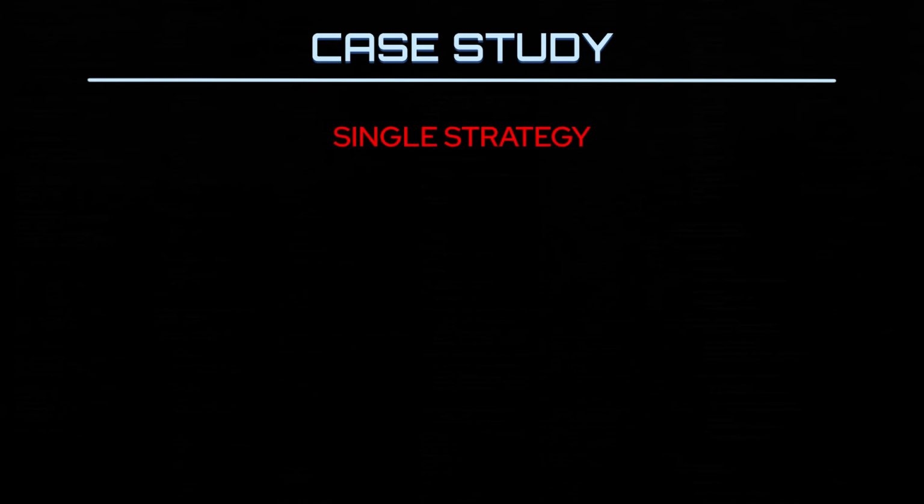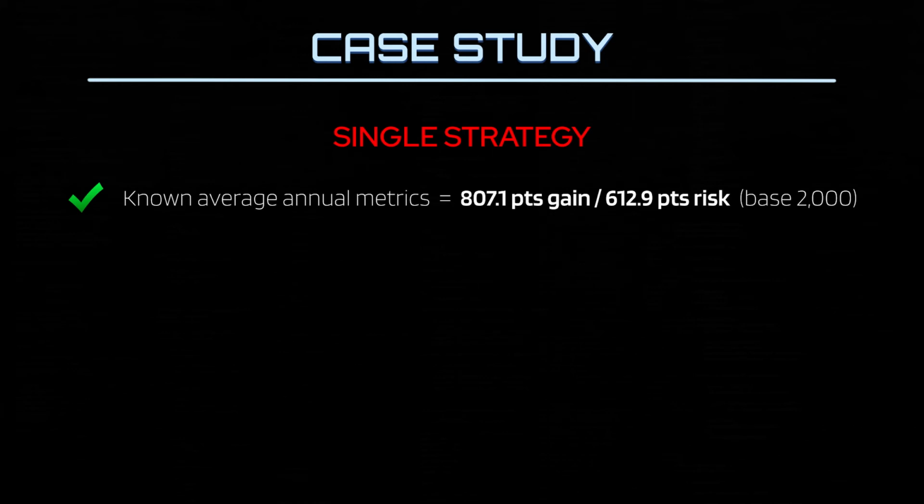We will use ES Prodigy, my ES Futures/CFD trading system. An extensive study of that system spanning 28 years has demonstrated that I should be expecting an average annual profit of 807.1 normalized points using a base 2000 and a maximum drawdown of 612.9 points using the same normalization factor. That's effectively an average expected CAGR of 40.3% and a 30.6% max drawdown by default.